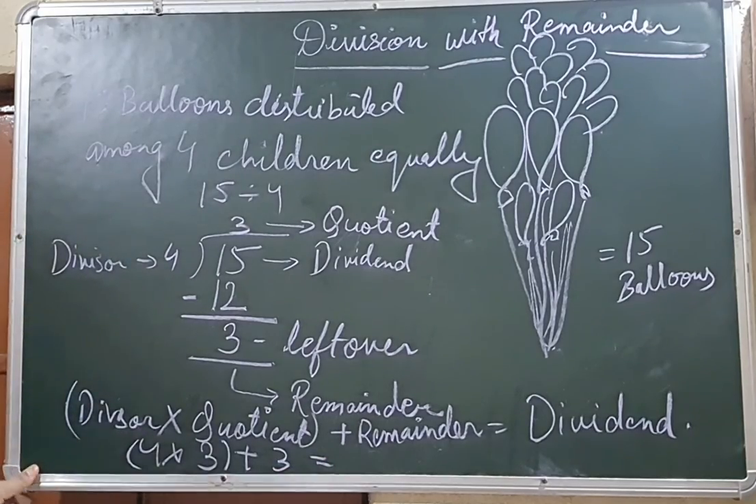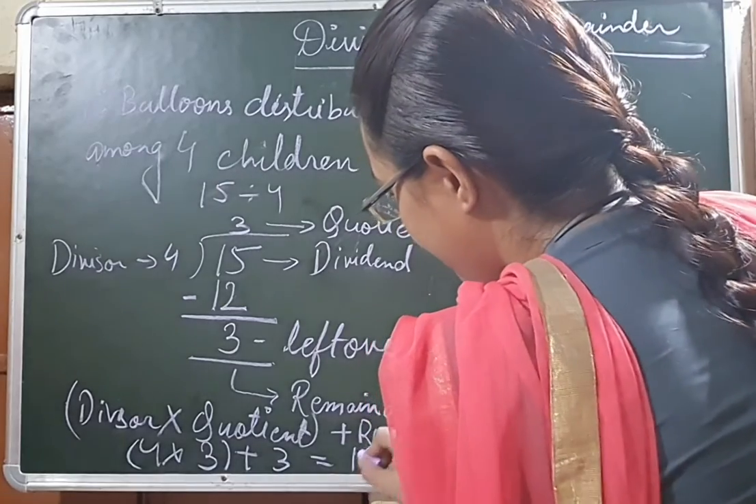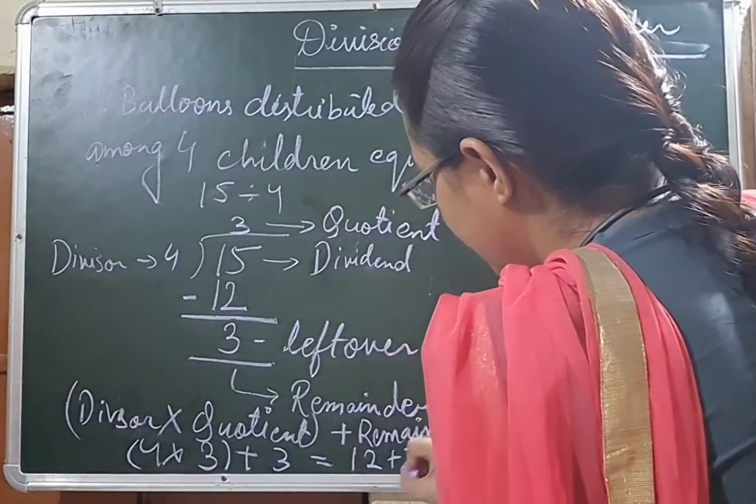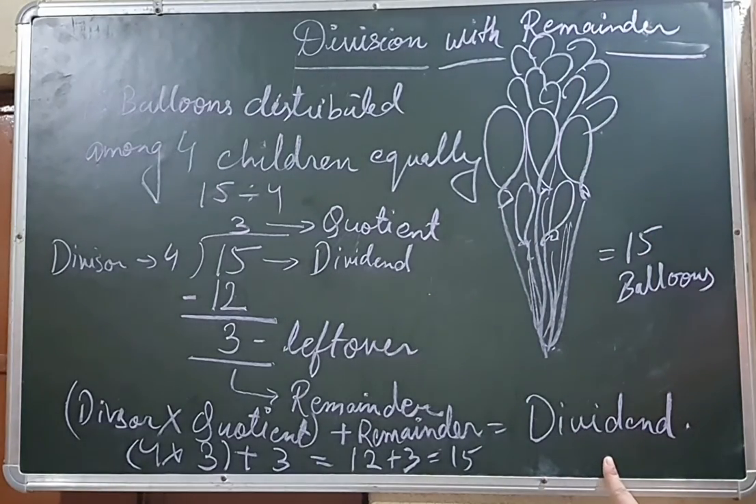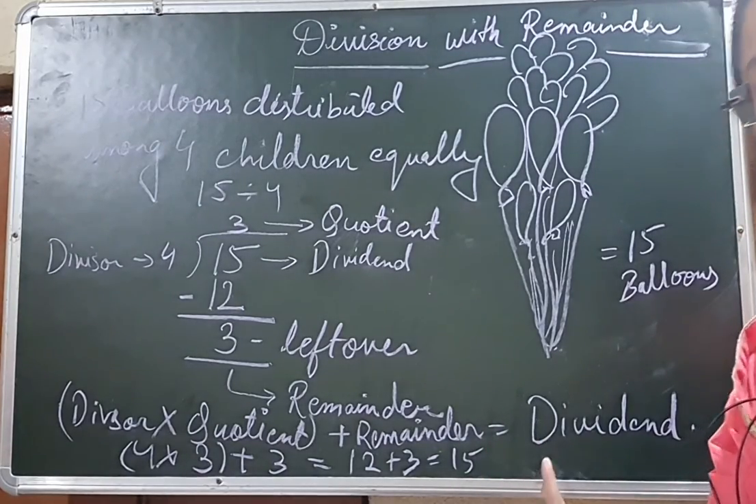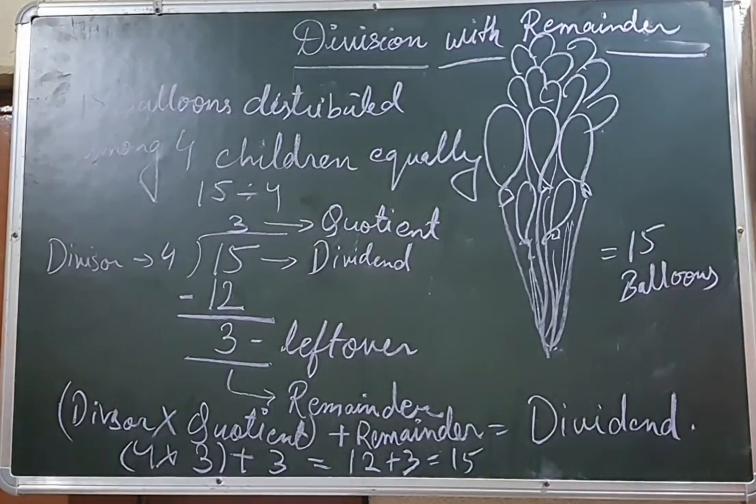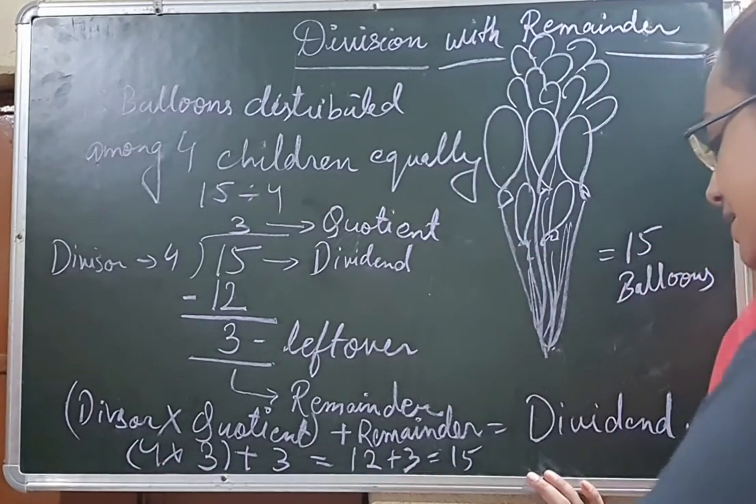So you know that 4 into 3 is equal to 12. 12 plus 3 is equal to 15. So 15 is equal to the dividend. Yes or no? This is the way to check also. To check your division you can use this formula: divisor into quotient plus remainder gives you the dividend.